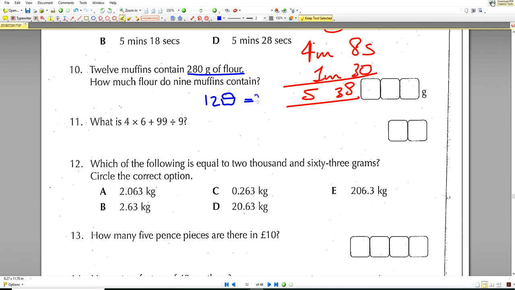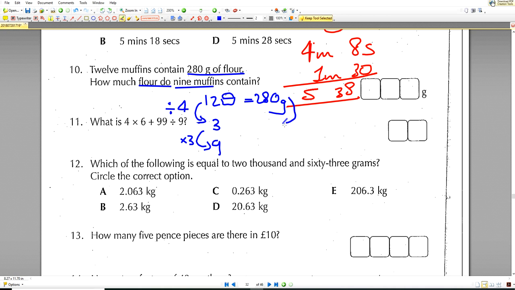12 muffins contain 280 grams of flour. How much flour do 9 muffins contain? So we've got to work from 12. I would say we work down to 3, and from 3 we work up to 9 as a ratio question. So 12 to 3 we divide by 4, and then from 3 to 9 we're going to times it by 3. This is a ratio question, so we're going to work that out.